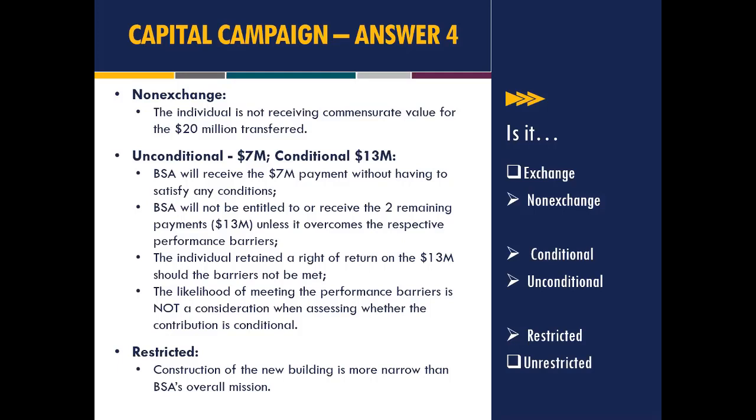As we talked about, the likelihood of meeting those barriers is not a consideration under the new guidance when assessing whether it is conditional or unconditional. And in this case, it would be considered a restriction because construction of that building would be more narrow than BSA's overall mission.